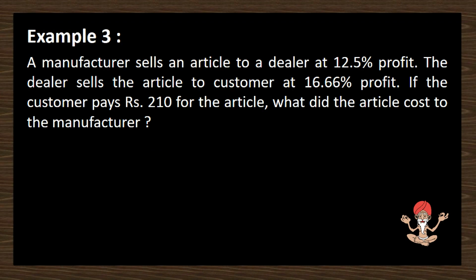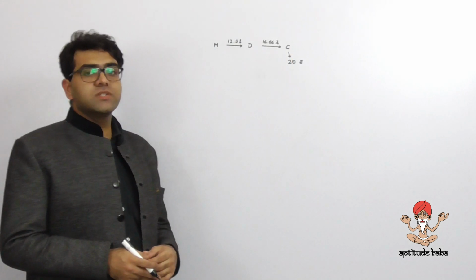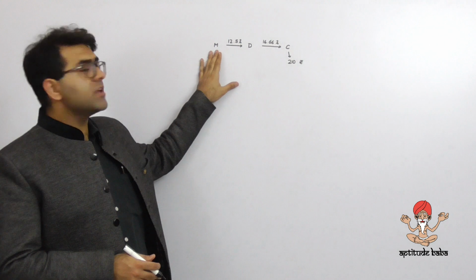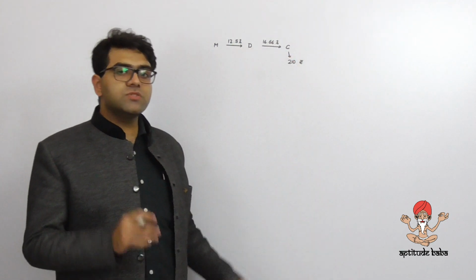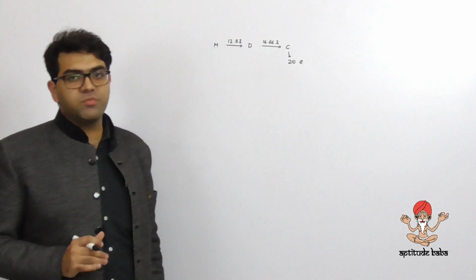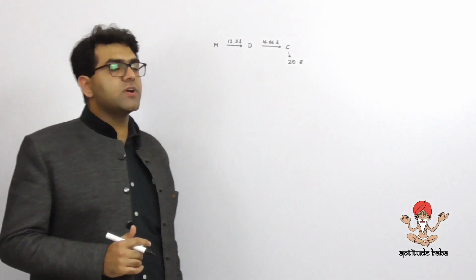A manufacturer sells an article to a dealer at 12.5% profit. The dealer sells the article to a customer at 16.66% profit. If the customer pays rupees 210 for the article, what did the article cost to the manufacturer? As far as this question is concerned, it says कि एक मैन्युफैक्चरर ने 12.5% के प्रॉफिट के ऊपर डीलर को बेचा और डीलर ने फर्दर कस्टमर को 16.66% के प्रॉफिट पे बेचा. Let us convert the entire question into multiplying factor.